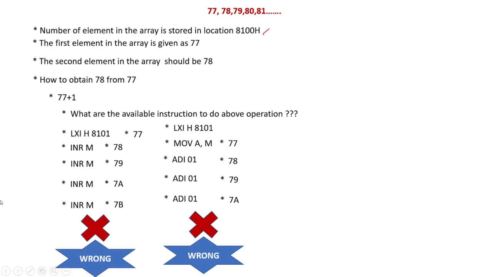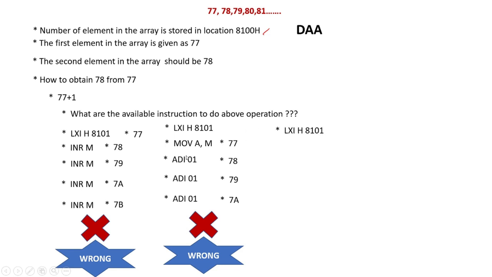Here it is to be noted that after adding 1 to 79, the hex data becomes 7A. But we need 80. There comes the importance of the DAA instruction, that is decimal adjust accumulator. Immediately after, if we provide the DAA instruction, what will happen? 79 plus 01, the result becomes 7A. After this instruction, if we provide DAA, this 7A will convert into 80.